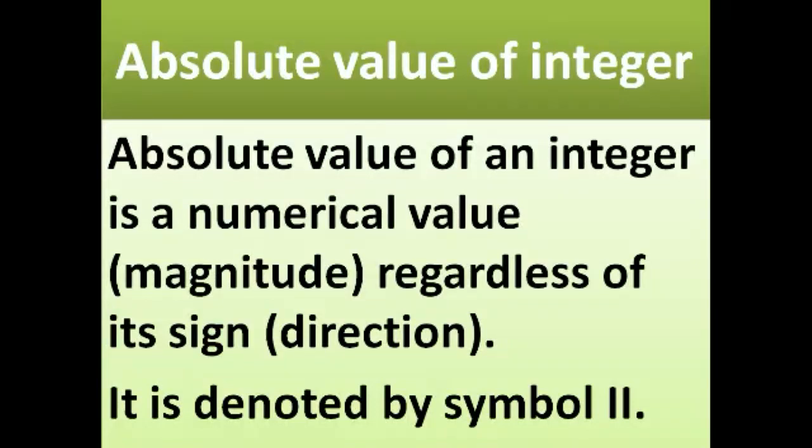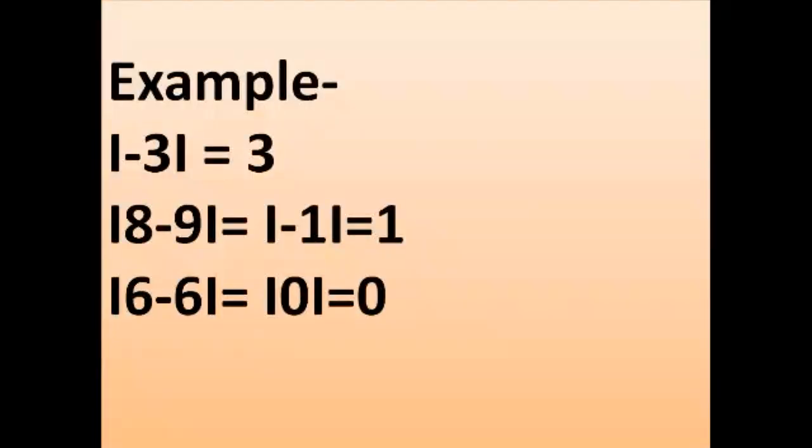Our next topic is the absolute value of an integer. The absolute value of an integer is the numerical value of an integer regardless of its sign. It is always denoted by these two vertical lines, called parallel lines or two vertical lines. The absolute value of an integer is either 0 or positive.